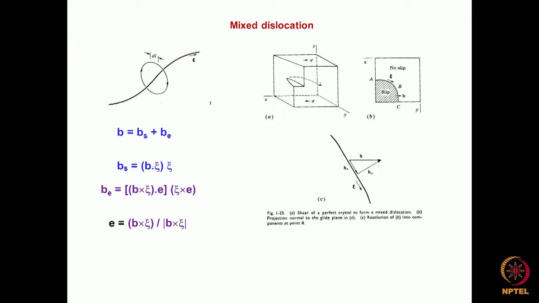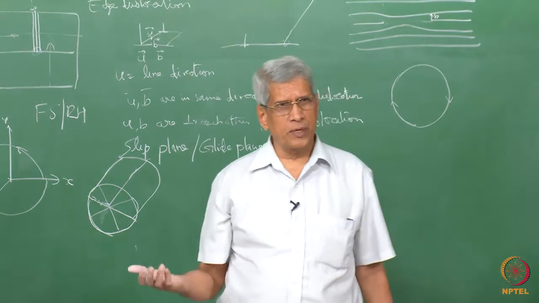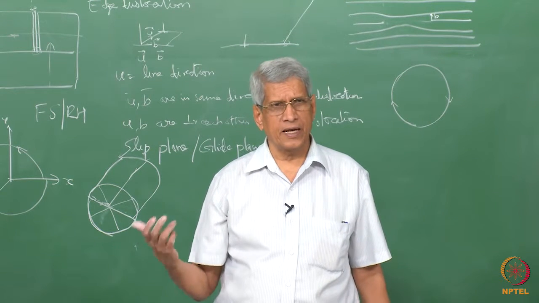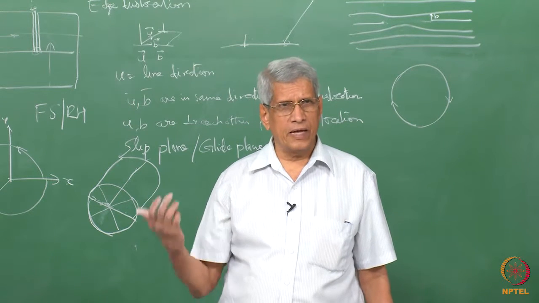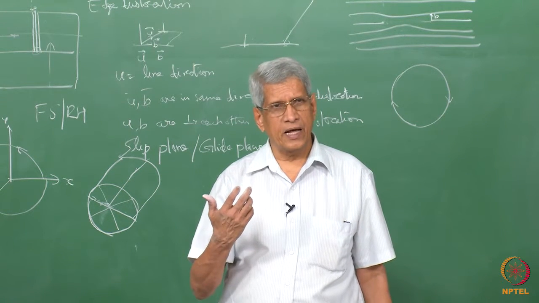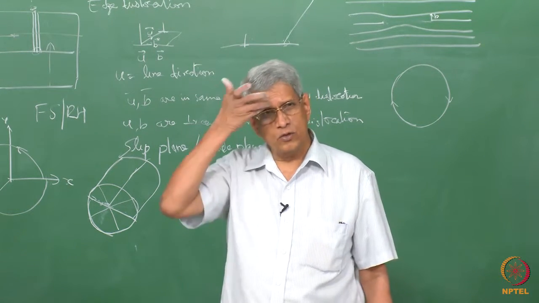So far we talked about a dislocation which is essentially either an edge or a screw dislocation. But there is no need that the dislocation line has to be, that is, when the Burgers vector and the line direction are perpendicular, we call it an edge. When the Burgers vector and the line direction are in the same direction, we call it a screw.